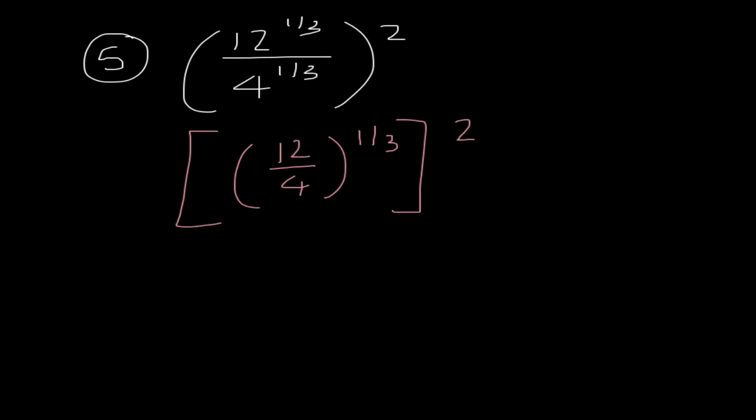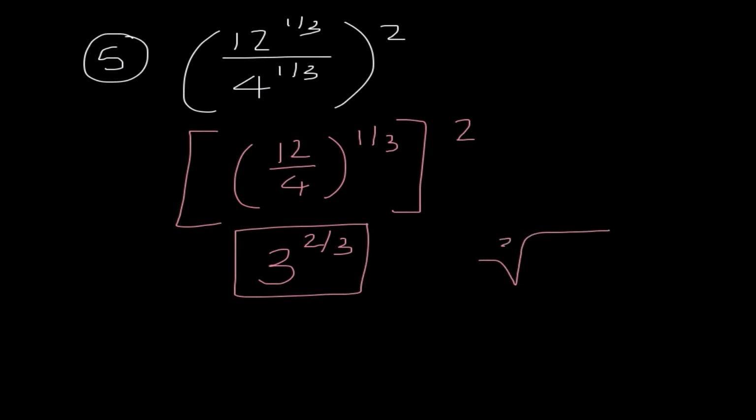And kind of a side note, it's just important for us to know that I cannot have a fractional exponent in our denominator. The reason being is because we know a fractional exponent is like having a radical, and we know we cannot have radicals in our denominator. So in this case, I can go ahead and do 12 divided by 4, which is 3. And then 1/3 times 2 is 2/3. So I get 3 to the 2/3 power, or the cube root of 9.